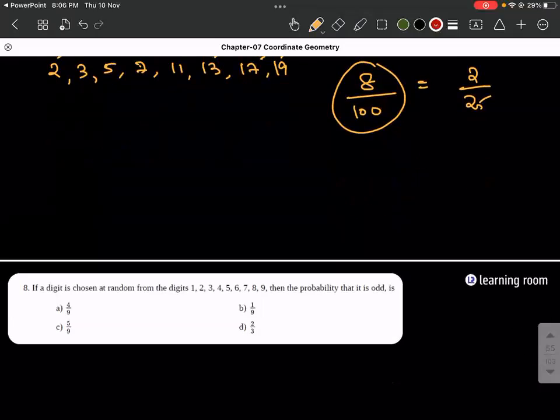So if a digit is chosen at random from the digits 1, 2, 3, 4, 5, 6, 7, 8, 9, then the probability that it is odd is very simple.